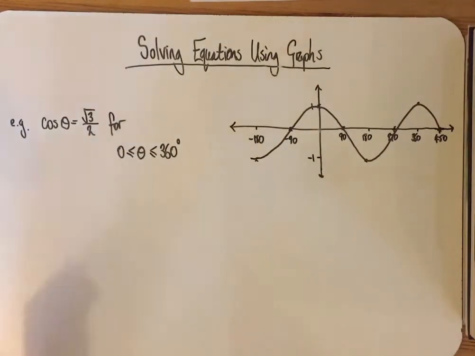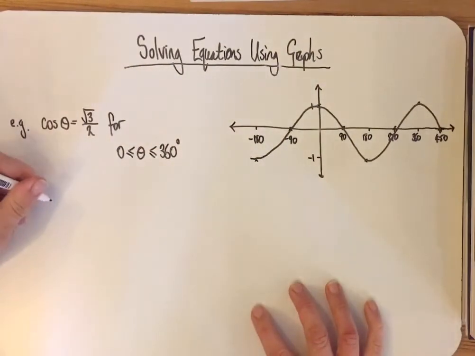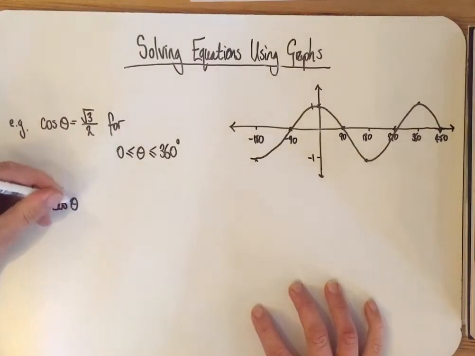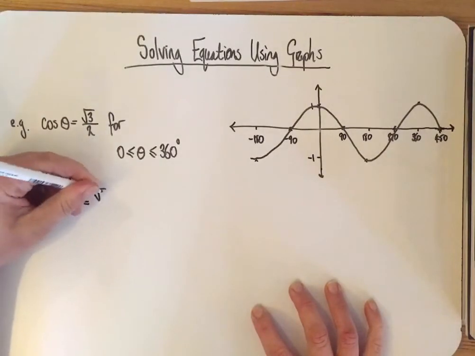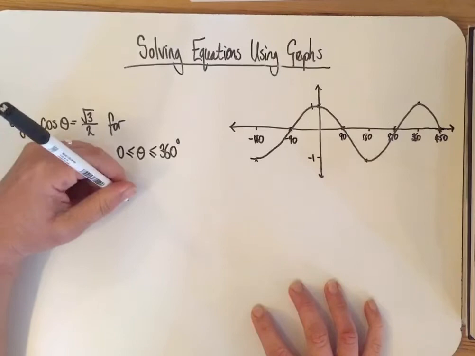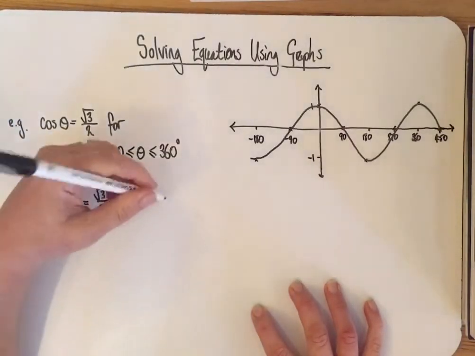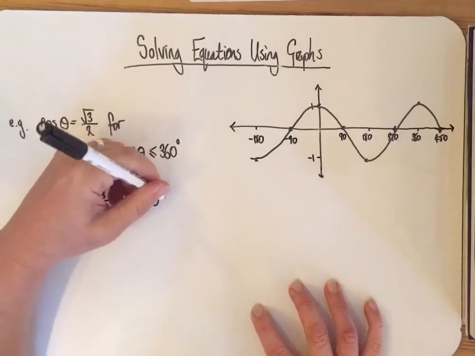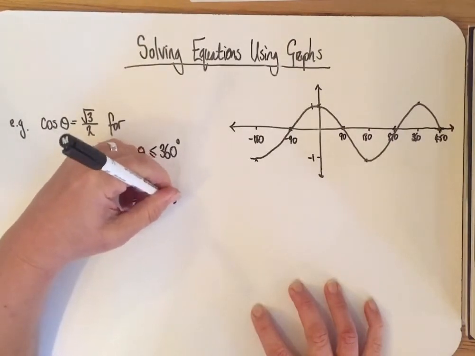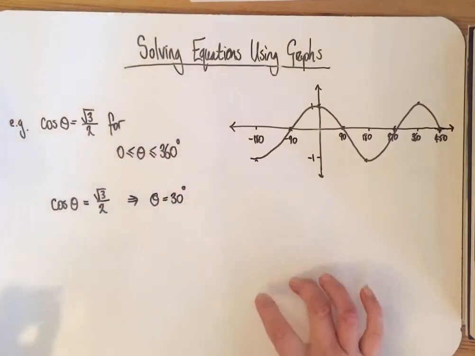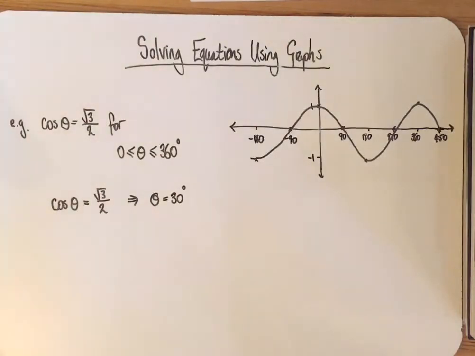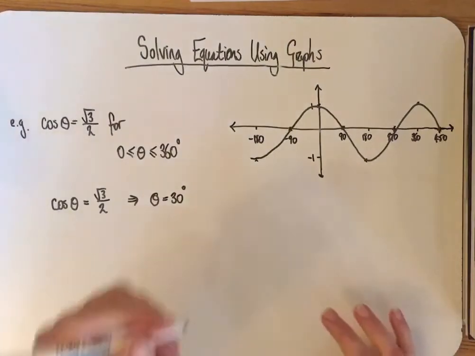So you start in the same way as you're used to. So cos theta equals root 3 over 2. You use your calculator, you do shift cos root 3 over 2, and your calculator will give you a value of 30 degrees.